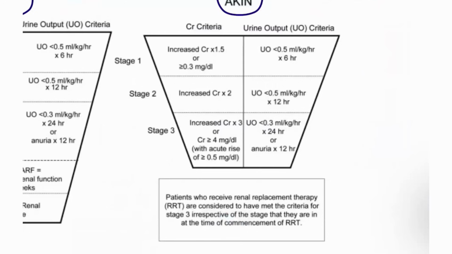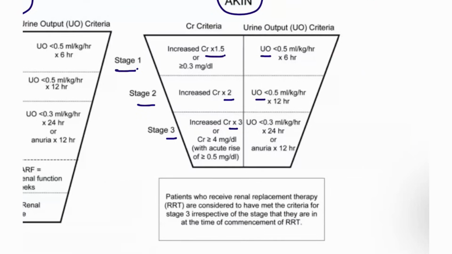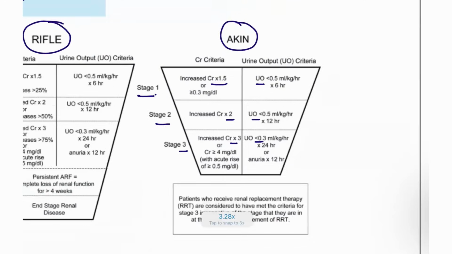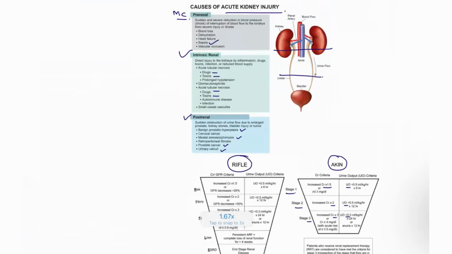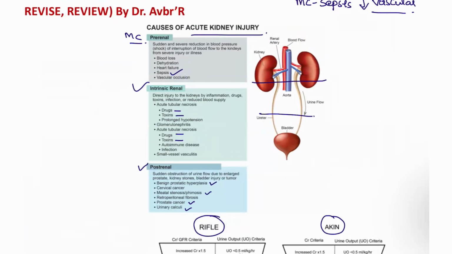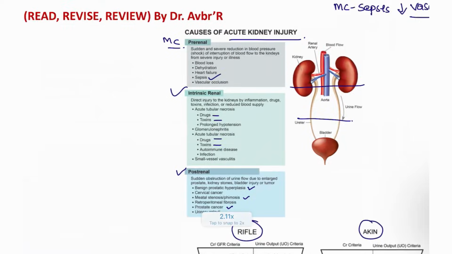So how can you remember this? Stage 1: creatinine will be increased by 1.5 times and urinary output will be decreased. Stage 2: it will be increased by 2 times, and again urinary output will be decreased. Stage 3: creatinine increased 3 times and urine output less than 0.3 ml per kg in patients with acute kidney injury. And what do you have to treat in this patient? Treat the underlying cause. That is the only treatment we can do for this patient.